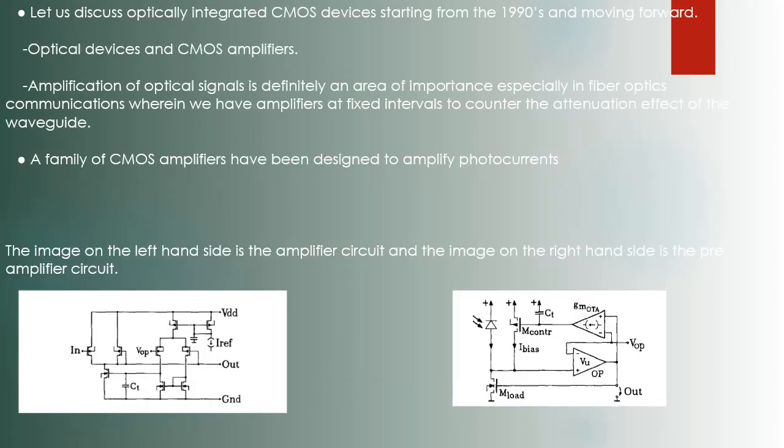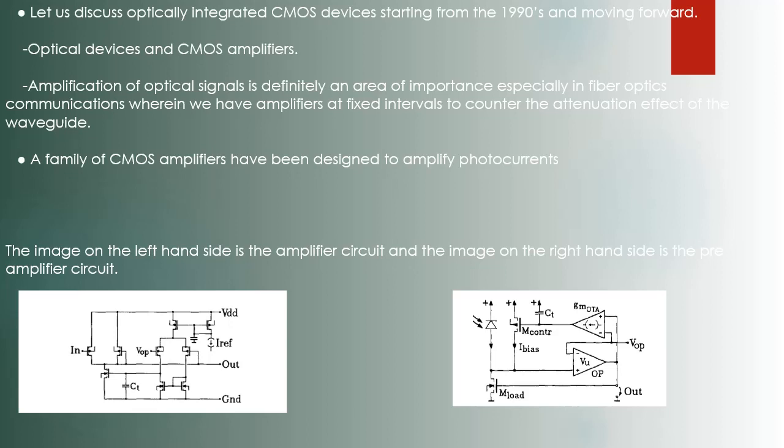So I'd like to first talk about optical devices and CMOS amplifiers. CMOS devices starting from the 90s and moving forward. Amplification of optical signals is definitely an area of importance, especially in fiber optics communications, where we have amplifiers at fixed intervals to counter the attenuation effect of the waveguide.